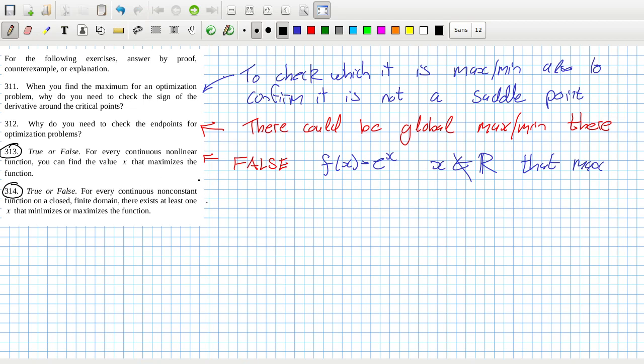So, every continuous non-constant function on a closed finite domain, there exists at least one x that minimizes or maximizes the function. How could I prove that now? What theorem could I use to prove that? I don't think it's false, because I can't think of an example where that wouldn't work.